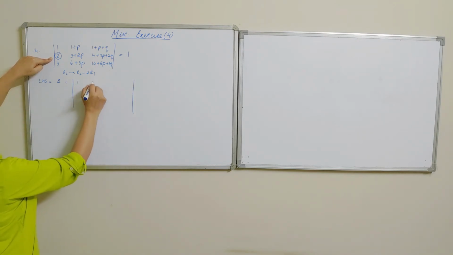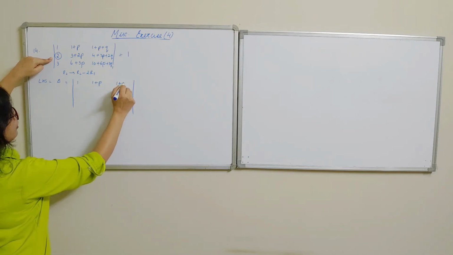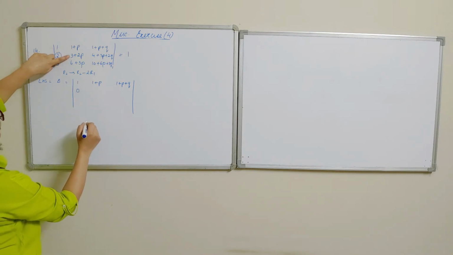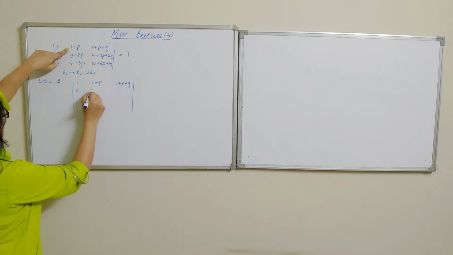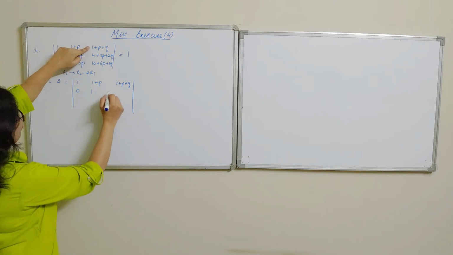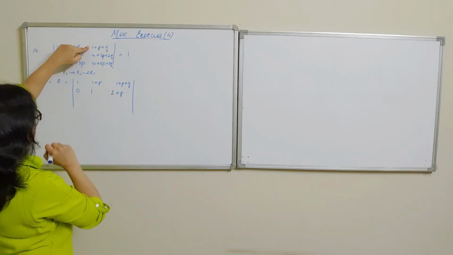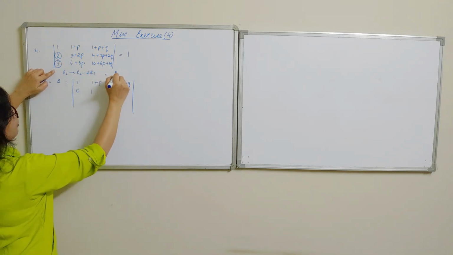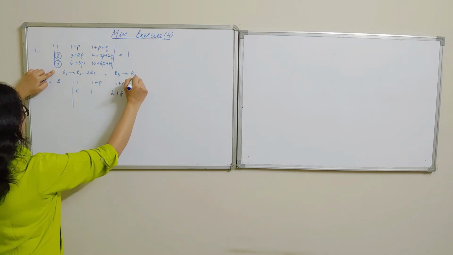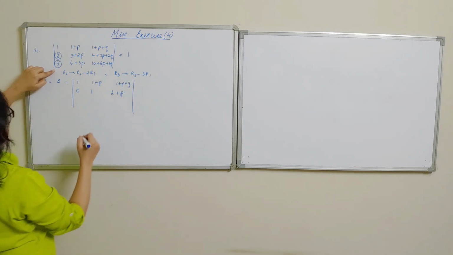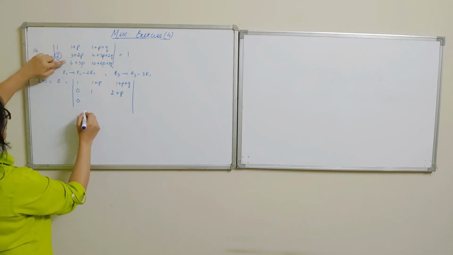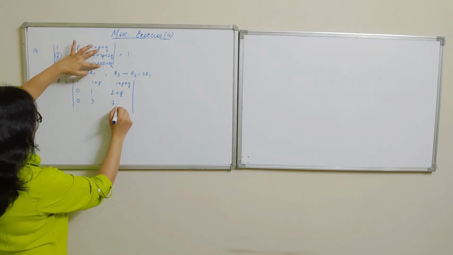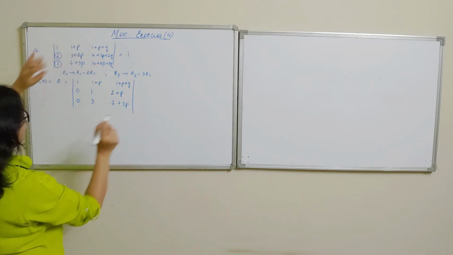The first row is same. This minus twice of this 0. This minus twice will give us 1. This minus twice will give us 2 plus p. Okay, likewise, this also can be converted into a 0 by using this row operation, R3 minus 3 times R1. So 3 minus 3, 0. This minus 3, this minus 3, 7 plus 3p. This is what we get.